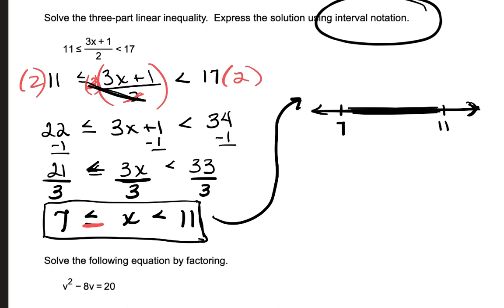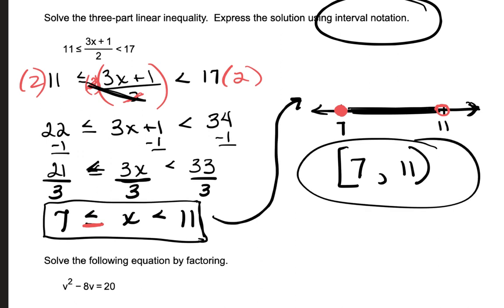Look, at 7 we have greater than or equal to, so that means we include 7. But 11 is strictly less than, not equal to, which means we do not need to include 11. So I put an open dot. So my answer is 7 to 11. Notice, when it's equal to 7, you do a bracket. When it's not equal to 11, you do a parenthesis. This is the way you need to write your answer. This is called interval notation.